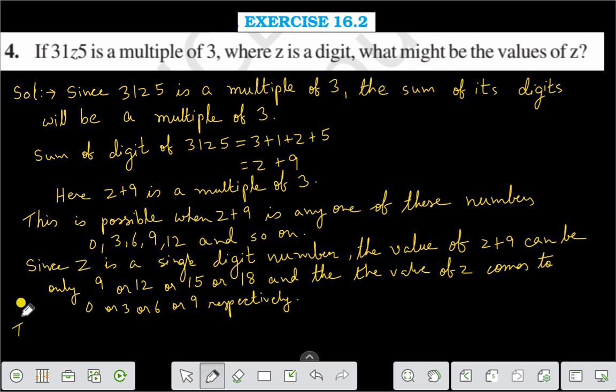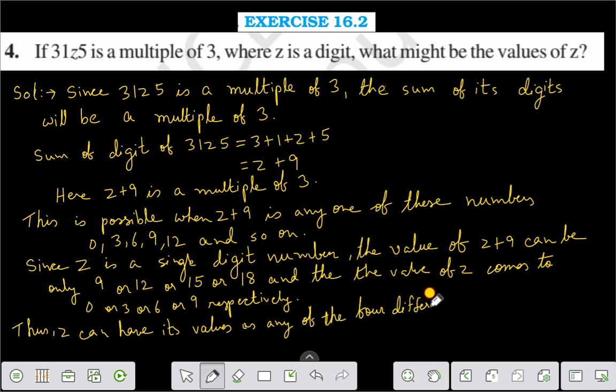Thus z can have its values as any of the four different values: 0, 3, 6 or 9. Let us repeat once again.